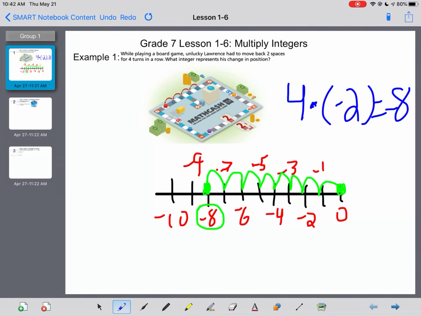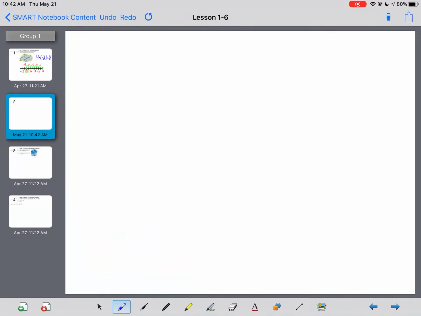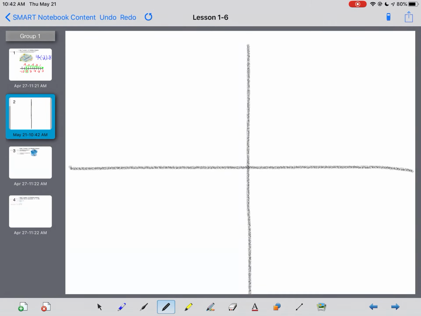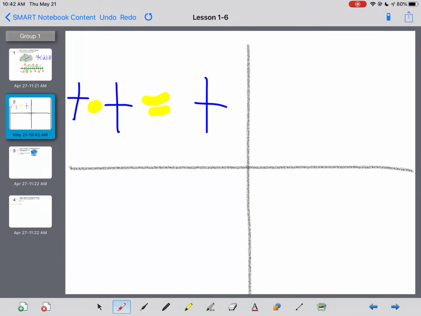So we're going to quickly go over some rules for multiplying. These rules are important. So let's break this down really quick. We're going to put a line here. If we do positive times positive, that equals a positive number. So positive times positive is like regular multiplication that we're used to. Positive times positive equals positive.